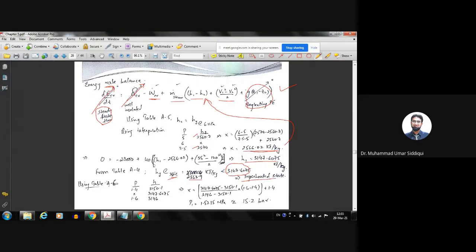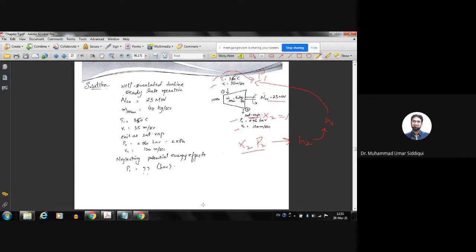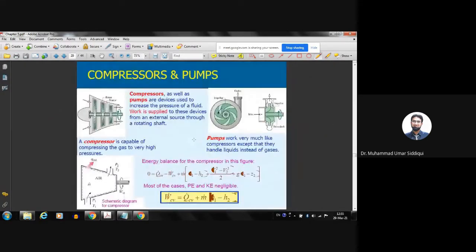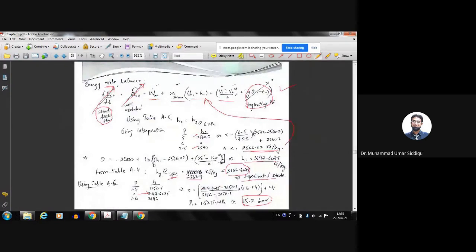We're going to go into table A6. And again, you might need to interpolate. Corresponding to that, you can determine the pressure at that enthalpy. And the pressure comes out to be about 15.2 bar. In this question, it was asked to determine the inlet pressure in bar. Although we first calculated the inlet pressure in megapascal, in the end we needed to convert it into bar because it was asked in the question. So anyways, this is the solution for this problem.